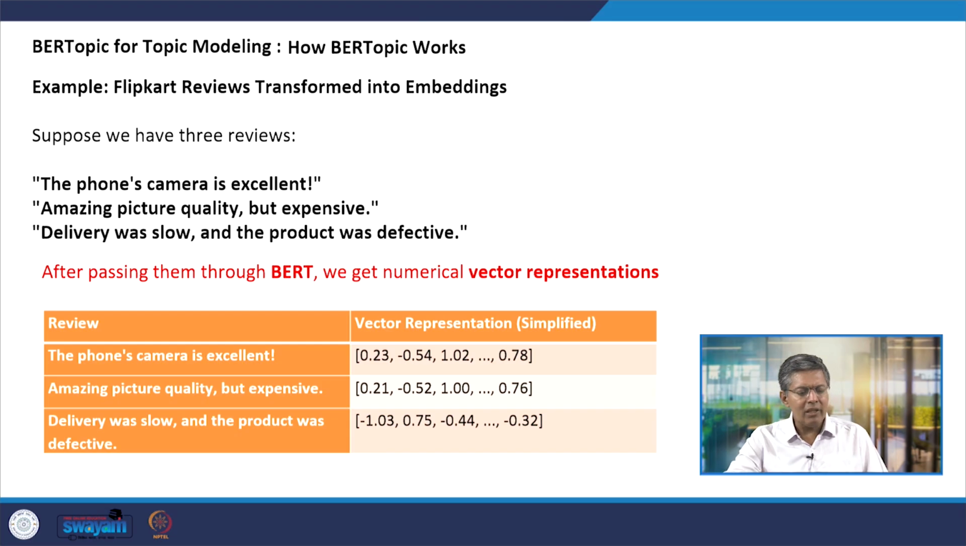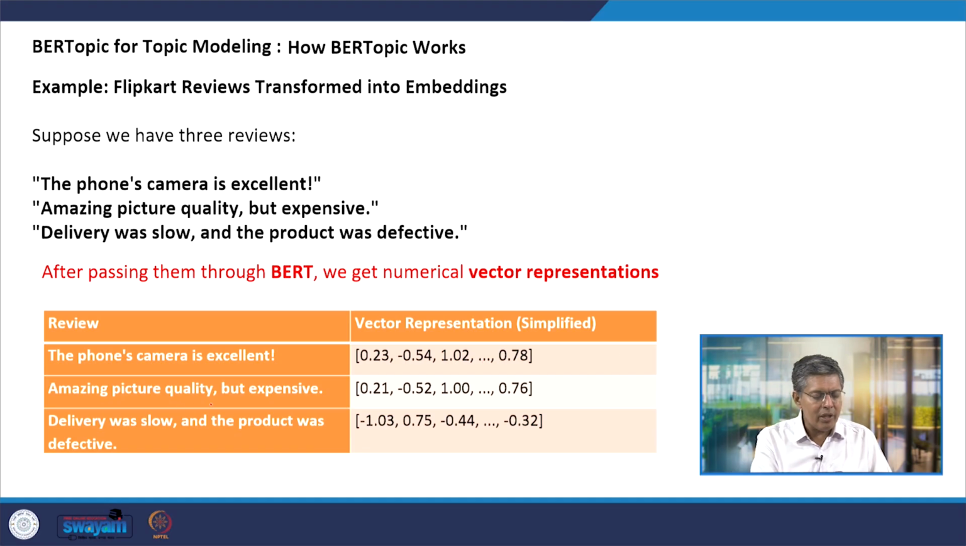So, after passing them through BERT, we get the numerical vector representation. These are the numerical vector representations, as you can see here. All the 3 reviews, like "the phone's camera is excellent", are converted to some vector representation. It is a very large number of values, up to 760 something or 780 something numbers. You can see these dots: this is 1, 2, 3, 4, 5, and it goes up to 700 something.